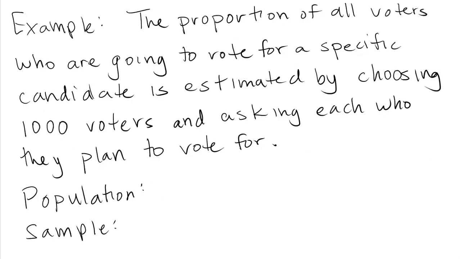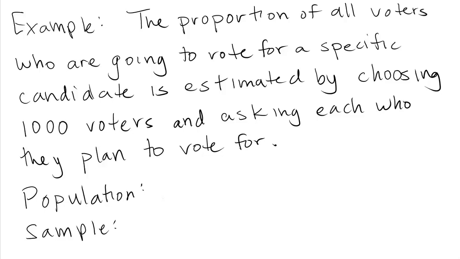So I've got an example here. I want you to think about it, and then I'll give you the answer. It says, the proportion of all voters who are going to vote for a specific candidate is estimated by choosing 1,000 voters and asking each who they plan to vote for. So it's impossible to track down every single voter. So what they're going to do is they're going to select 1,000 voters and ask them who they plan to vote for, and maybe use that as an estimate for the proportion of all voters who will do that. So this example has a population and a sample. I'd like you to pause the video, think about it for a second, and then I'll give away the answer.